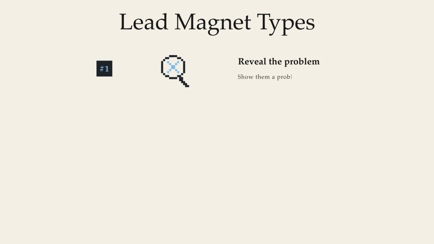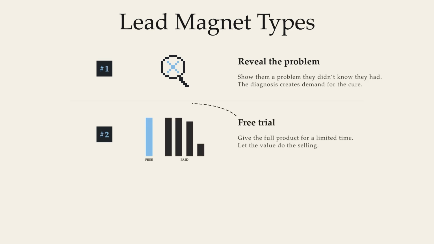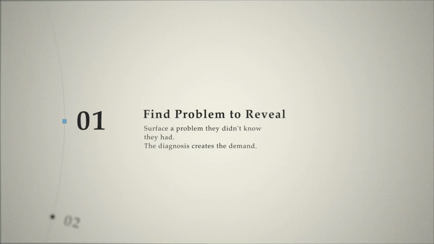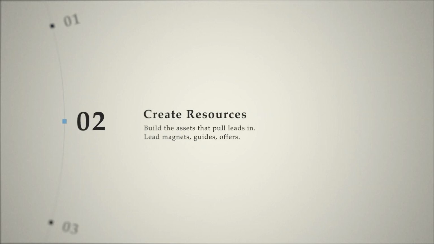There's a really good Alex Hormozi clip where he breaks down the three types of lead magnets: do you reveal a problem, do you give a free trial, or do you give some step in a process? An example flow for this might be: find a problem to reveal. Sometimes what we do is a free AI audit, where we understand their processes and try to make them more AI native. Then create some sort of resource around that.